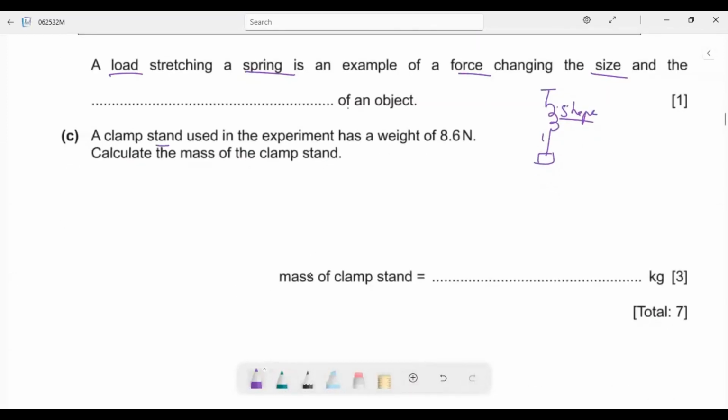A clamp stand used in the experiment has a weight of 8.6 Newton. Calculate the mass of the clamp stand. So weight W can be written as mass into gravity. We need to find the mass. So mass is equal to weight divided by gravity. Here the weight is given as 8.6 Newton and the gravity we know is 9.8. So after dividing, we'll be getting the answer 0.88 kilogram.